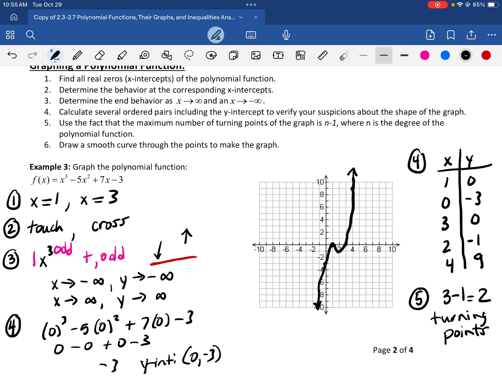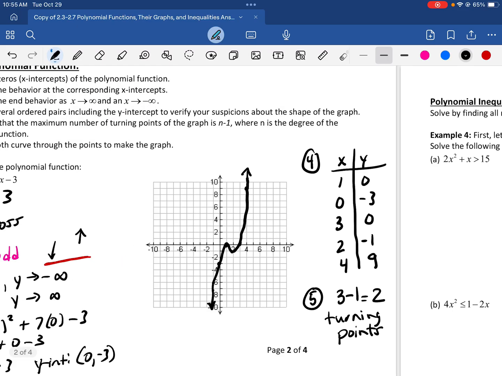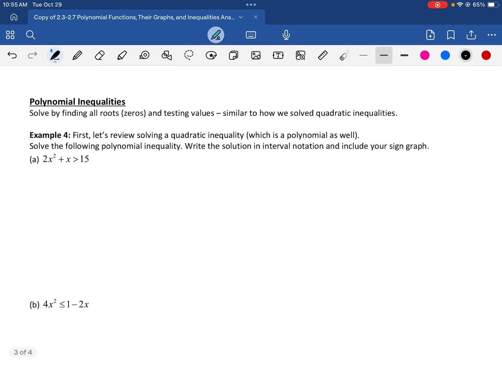All right, so that was a lot of information about polynomial functions and their graphs. The last part of this section, which goes into section 2.7, is looking at polynomial inequalities. Being able to solve them and decide where the regions are that are true. So solve by finding all the roots or zeros and testing values, similar to how we tested them for quadratic inequalities.